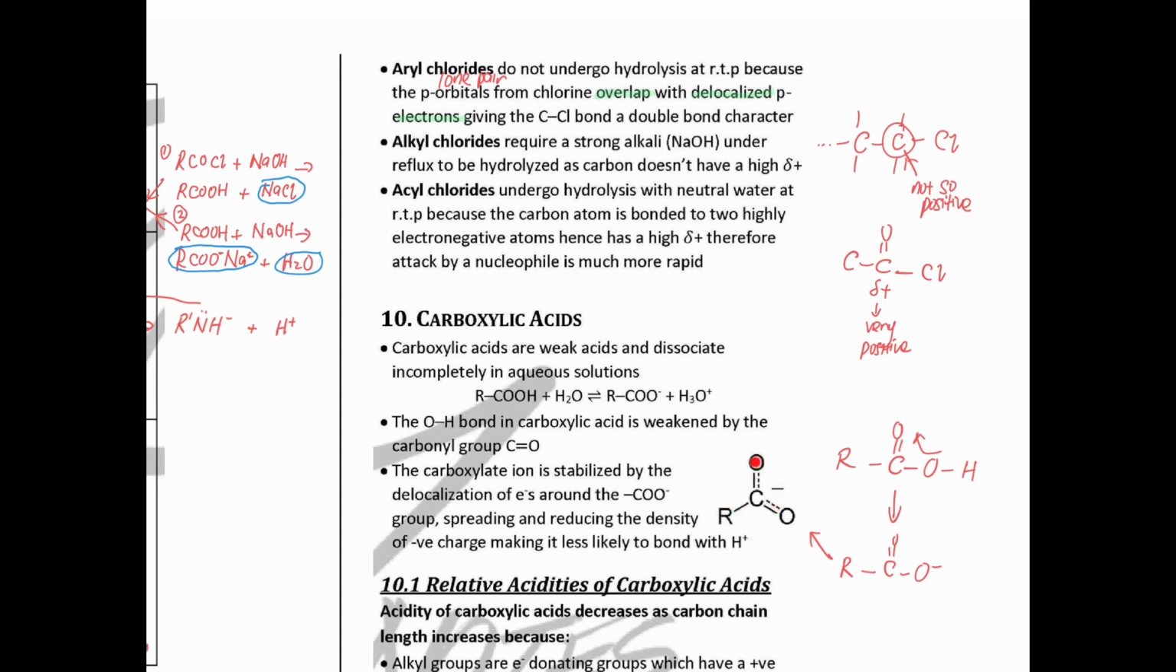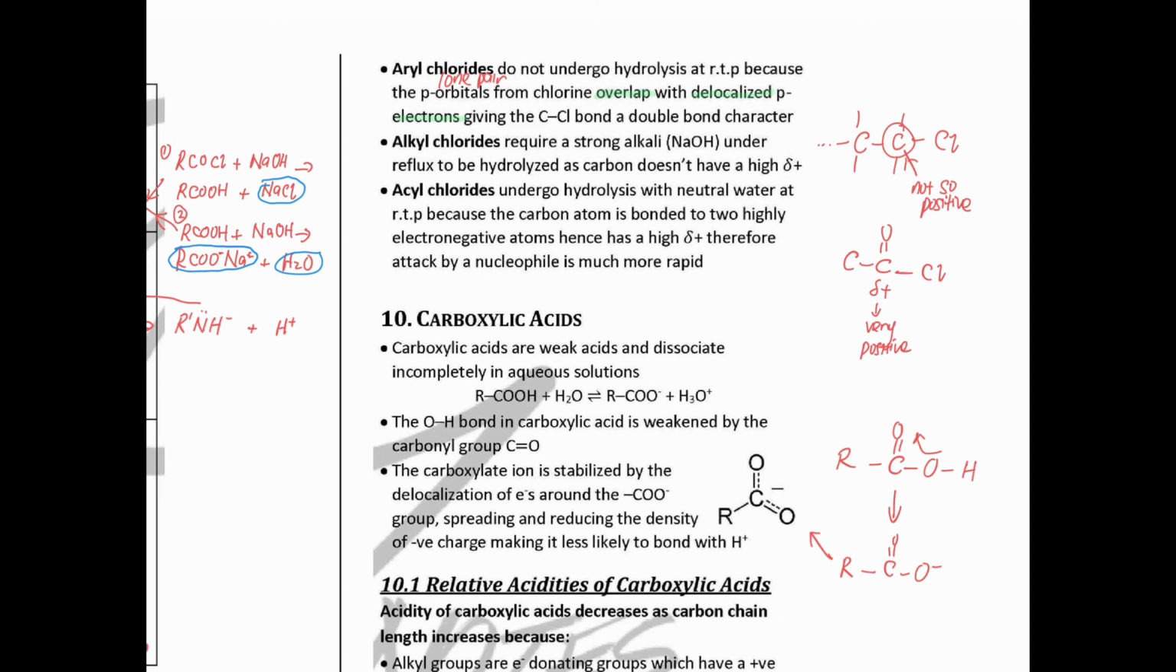A weaker conjugate base. So the carboxylic ion is stabilized by the delocalization of electron around the COO minus group, spreading and reducing the density of negative charge, making it less likely to bond with H+. So they don't bond with H+ so much, meaning that this is a stronger acid compared to phenol. And when it's stronger, that means this is a weaker base. And this is very stable. Very stable means they remain as anion for a long time.